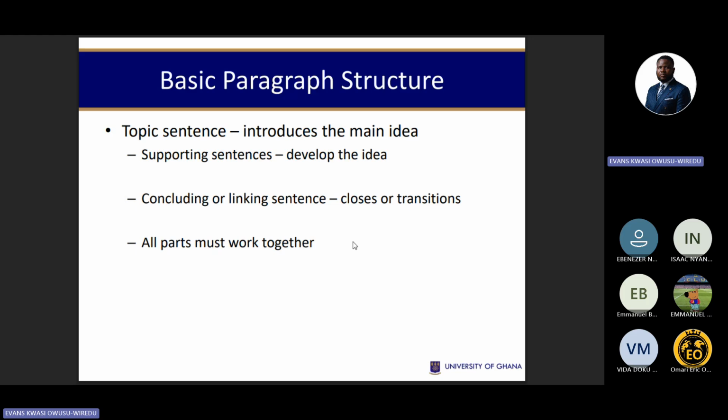And then you have, apart from that, or inside that, we have what? Supporting sentences. So we have the topic sentence introducing the main idea, and then we have supporting sentences that come after the topic sentence or before the topic sentence, right? Which develops the main idea that has been presented by the topic sentence. So the topic sentence is the main topic.